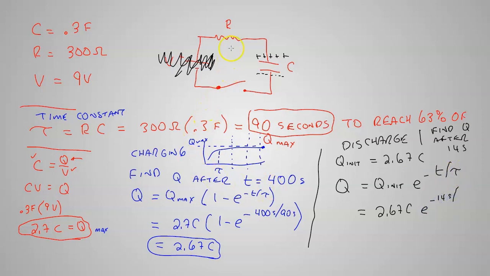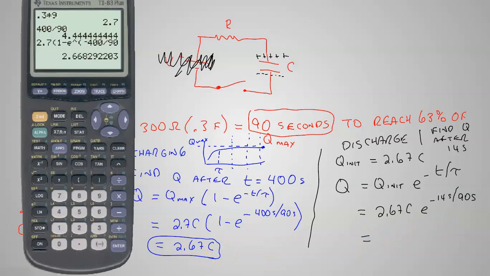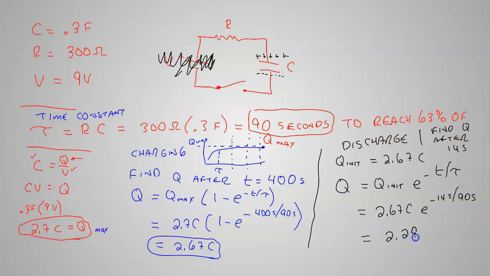Remember that we haven't changed the resistor or the capacitance. We could change the resistor if you want to, but let's leave it the same here. My tau was 90 seconds, so I put that in right here. I push some buttons: 2.67 times e to the negative 14 divided by 90. And I'm down to 2.28 or 2.29 coulombs. That's what's still left on the capacitor, and I could use that another day.